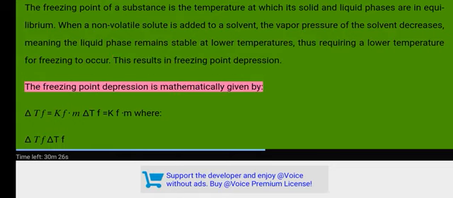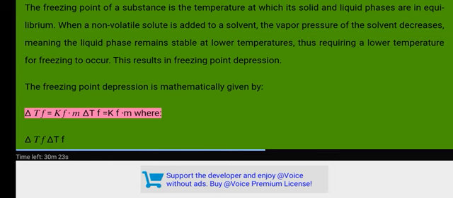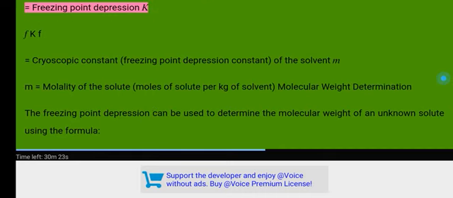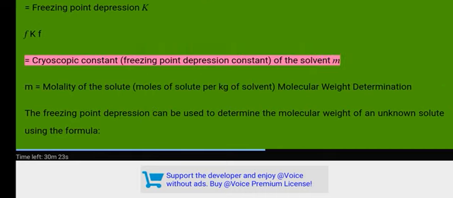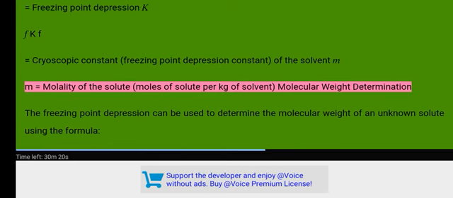The freezing point depression is mathematically given by delta Tf equals Kf times m, where delta Tf equals freezing point depression, Kf equals cryoscopic constant (freezing point depression constant) of the solvent, and m equals molality of the solute, moles of solute per kilogram of solvent. Molecular weight determination.